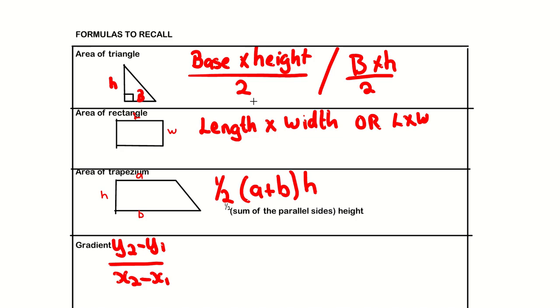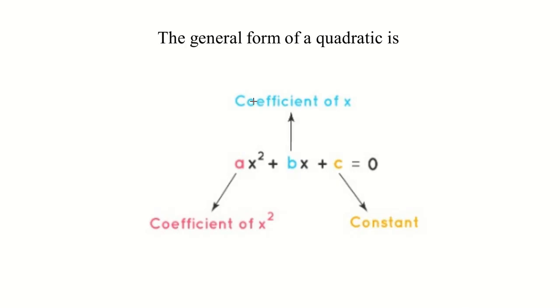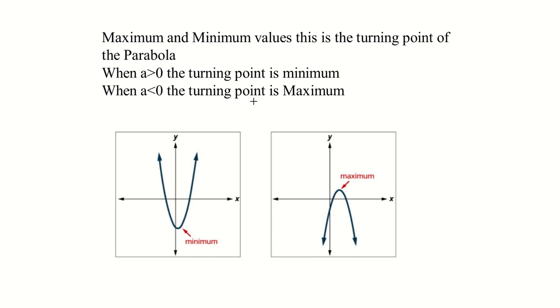Once you know all of this, the rest of it is very easy to do. Right, then quadratic curves. First off, for quadratics, we just need to recognize that a quadratic is in the form ax squared plus bx plus c. a is your coefficient of x squared, b is your coefficient of x, c is your constant. Then in quadratic curves, we have something called parabolas.